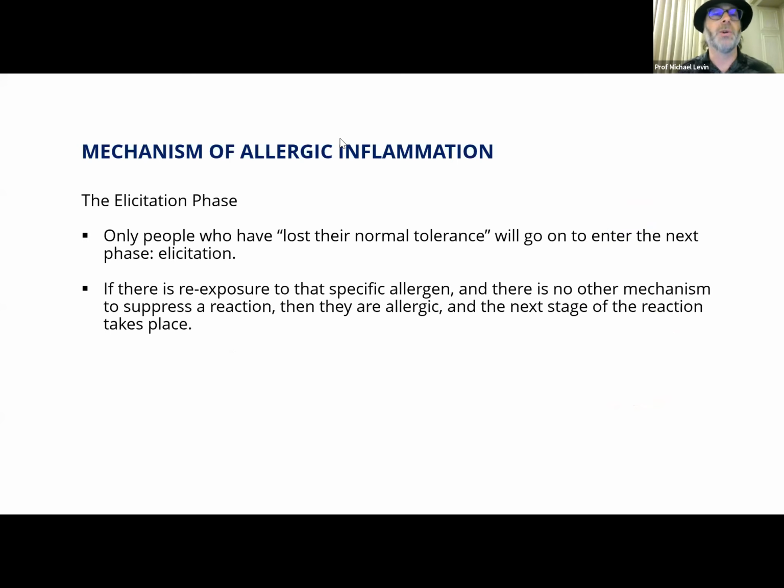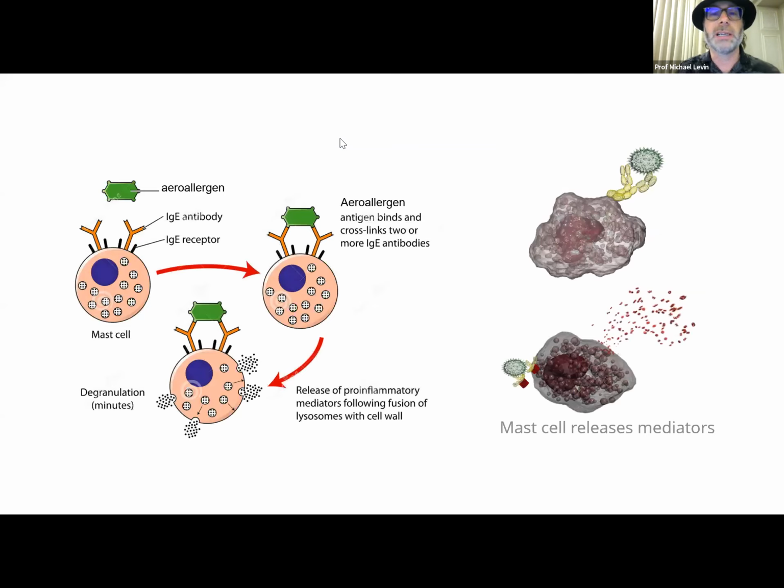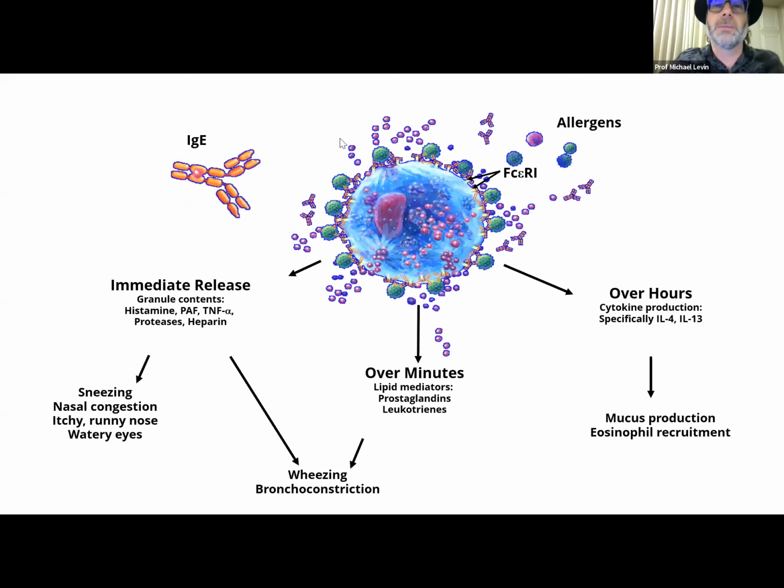Only in some people who have lost their normal tolerance, whose regulatory systems are not working, do they then go on to enter the next phase of the reaction, and that's the elicitation phase. When the elicitation phase takes place, we cross-link 2 or more IgE antibodies, and that causes the release of pro-inflammatory mediators and the triggering of these reactions in mast cells and basophils, which comprises 3 very important and distinct phases, each of which can be targeted with different types of drugs.